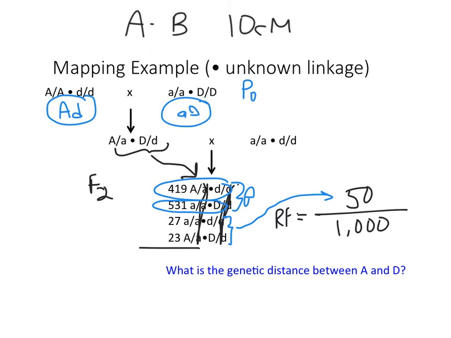So what's the genetic distance between A and D? In centimorgans, say. 5. Yeah, 5 centimorgans. So that's recombination fraction times 100: 0.05 times 100. Now you know the genetic distance between A and B. That's what we did on the previous screen. And now you know the genetic distance between A and D. So 10 centimorgans between A and B, 5 centimorgans between A and D.